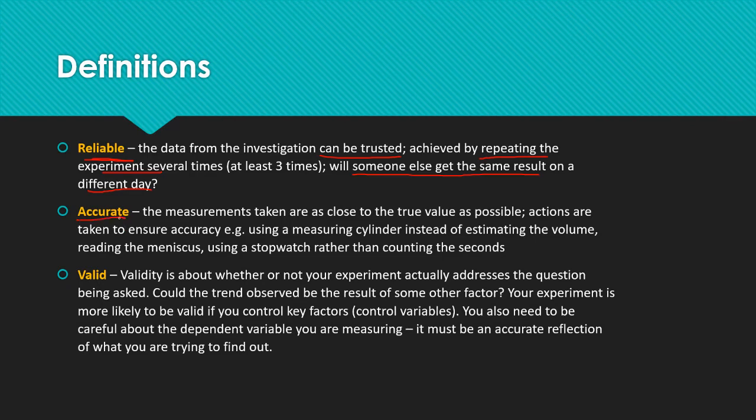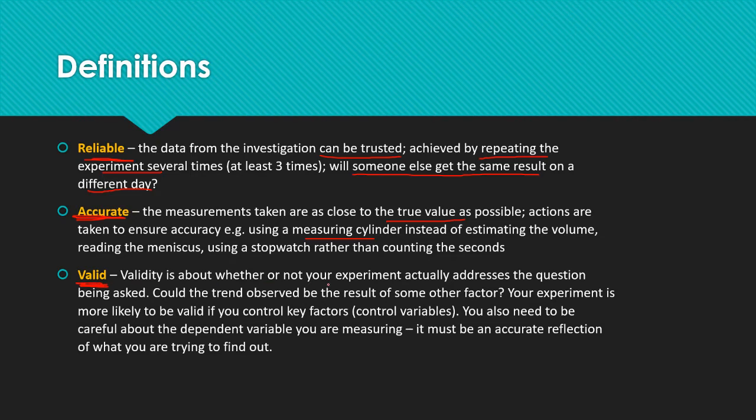Is it accurate? This is all about measurements. Anytime you've got to take a measurement, you think, are the measurements taken as close to the true value as possible? And what equipment can we use? A measuring cylinder is more accurate than a beaker, for example, or just a guess in a jar. So we can improve the accuracy by the equipment we use and the techniques we use to use that equipment. And is our investigation valid?